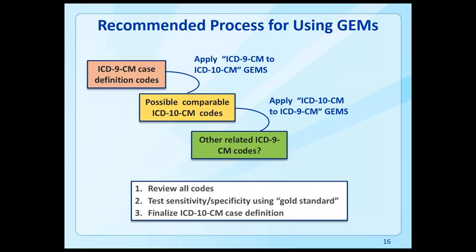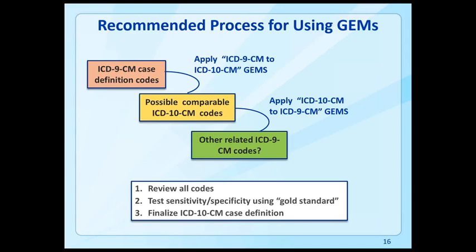So the recommended process for using the GEMs is defined on this slide. And this is the process that we used. You start with the ICD-9-CM case definition codes, which we've been using, as Holly discussed, and we use that to find possible comparable ICD-10-CM codes. And then additionally, work backwards and look at ICD-10-CM codes to identify other ICD-9-CM codes. And that way you have sort of a complete list to look at and go, is this what we want?